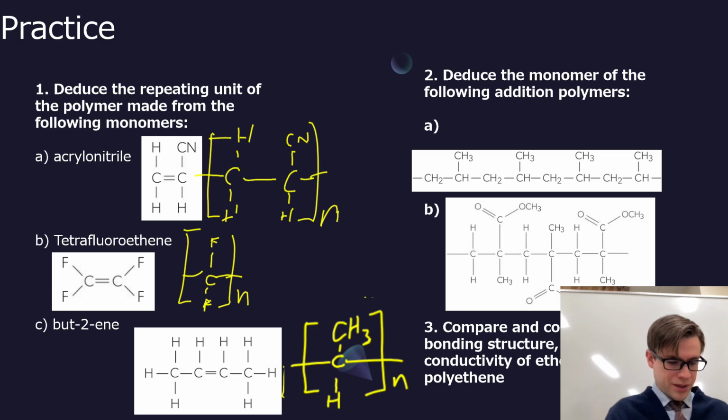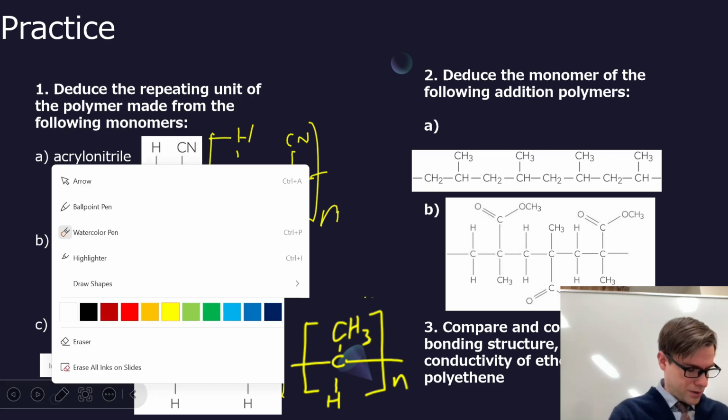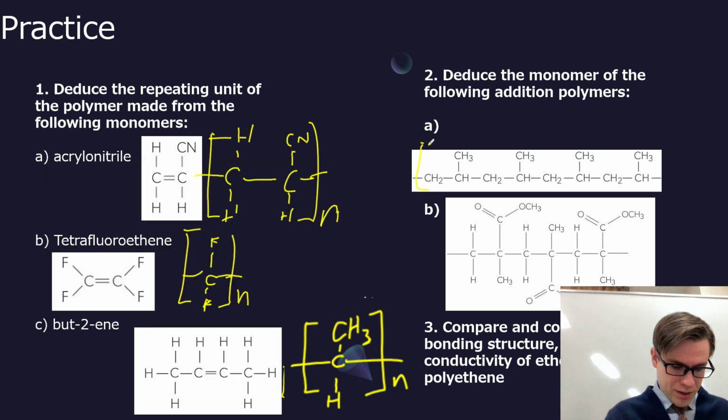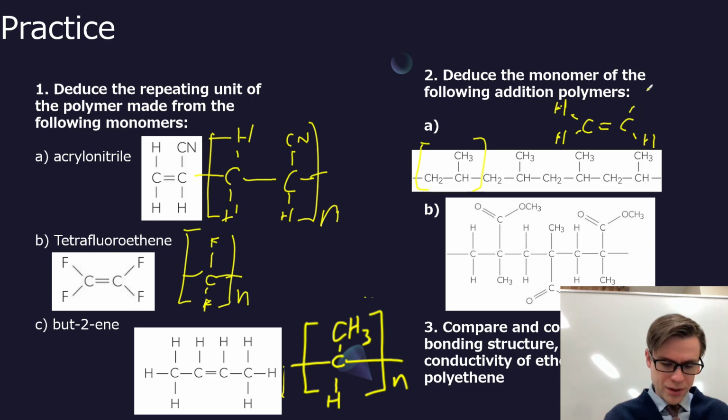All right, and number 2, deduce the monomer of the following addition polymers. Okay, so this looks kind of similar to the butene that we just drew, but the repeating unit here is fairly simple. It's going to be just this. So the monomer of that would most likely look like this: carbon with 2 hydrogens attached, double bonded to another carbon, which has a CH3 group and an H on it. When that double bond opens up, it will create this polymer.